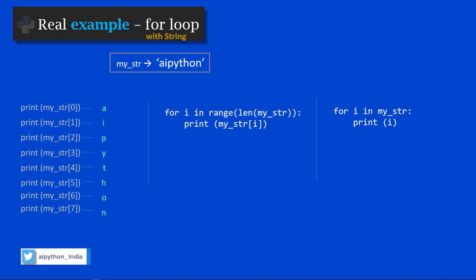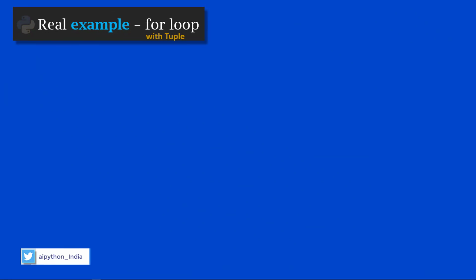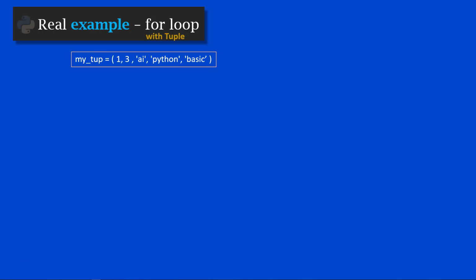We'll move on to check how you can use a for loop with tuples, right? Okay, so what is a tuple basically? In case you're not aware of tuples, you can watch the video, and the link is given in the top right corner of this video right now. It is basically a collection of elements but not mutable. For more information you can check out the video.